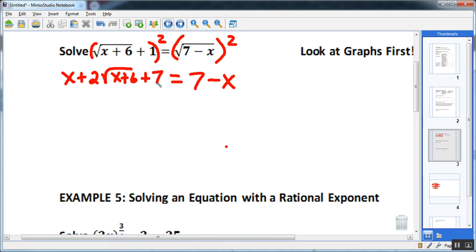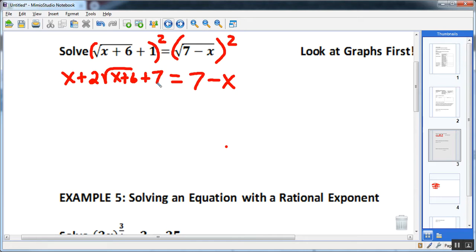Now kids, help me out here. I've gone from 2 roots down to what? 1 root, I'm sorry. Okay. Everybody understand how I got this right here? Any questions about that part of it right there?